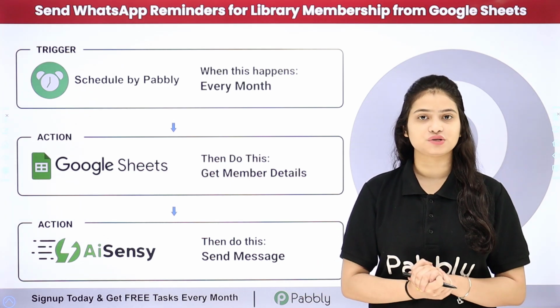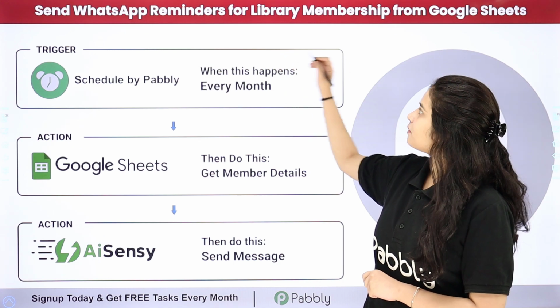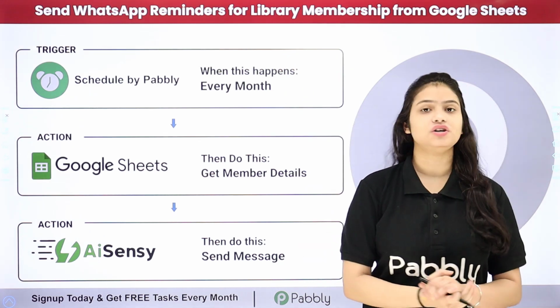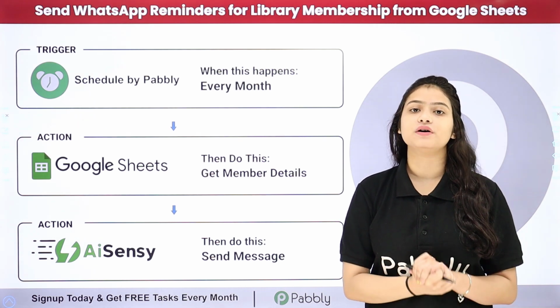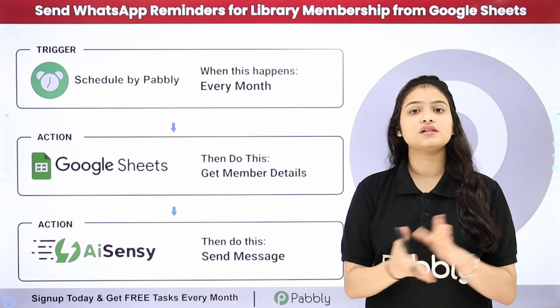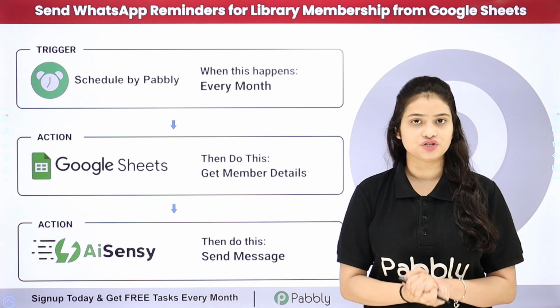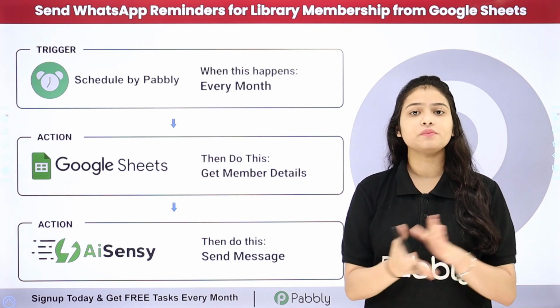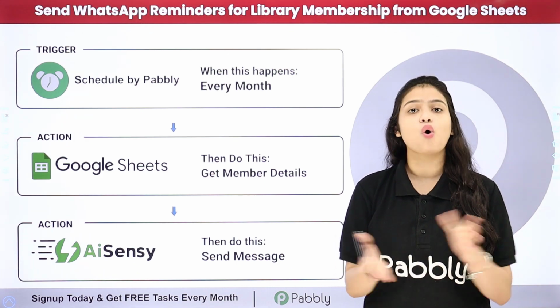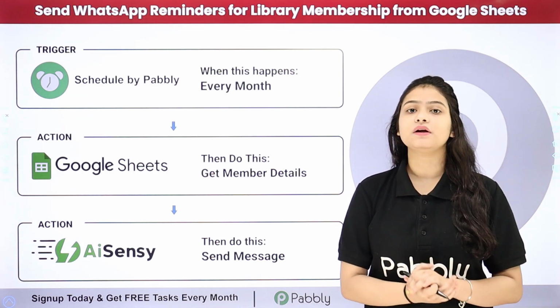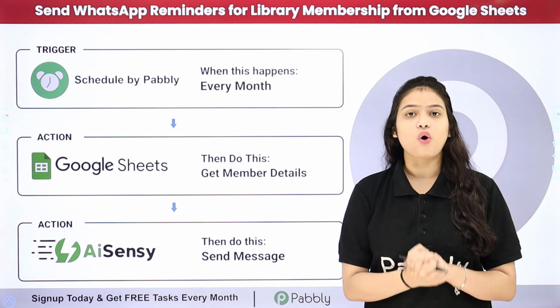In this video, we are going to learn how to send WhatsApp reminders for library membership from Google Sheets. So here I am managing a huge library and I have a list of members for the library. I am managing the details of these members with the help of Google Sheets. Now my objective is that every month on a specified date, automatically a payment reminder message should be sent to all those members whose payment will be due, and I want to send it automatically.